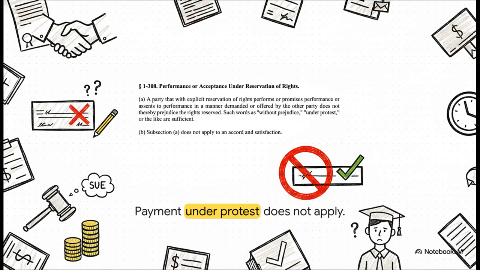A massive, massive trap for students is thinking you can just cleverly write under protest or without prejudice on the back of the check, cash it anyway, and still sue for the rest of the money later. No way. UCC Section 1308 explicitly states this does not save you. Subsection B plainly says that writing under protest simply does not apply to an accord and satisfaction. Bottom line, if you cash the check, you accept the settlement regardless of what you scribble on the back.